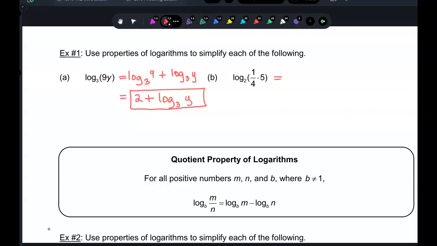Okay, next one. So I have log base 2 of 1/4 times 5. So again, I'm going to expand this. Log base 2 of 1/4 plus log base 2 of 5. Now, if you need to do this over on the side, that's fine. So log base 2 of 1/4, right? So we're saying 2 to what power gives us 1/4? Well, 1/4 is 1 over 2 squared.